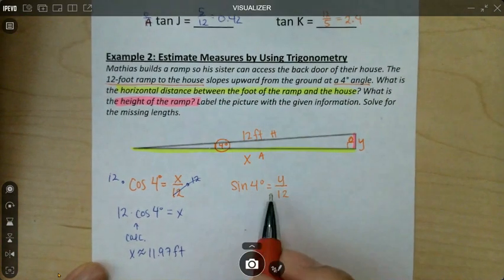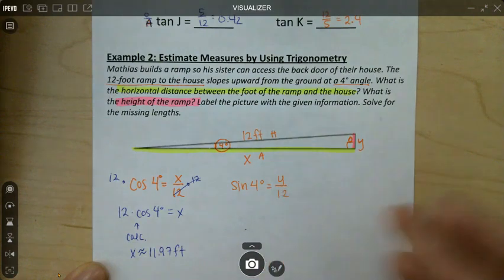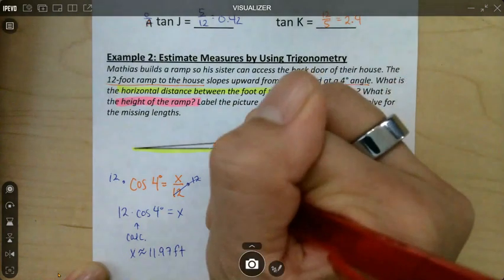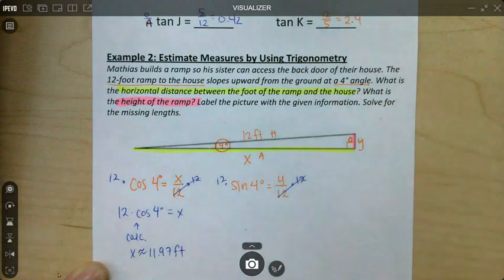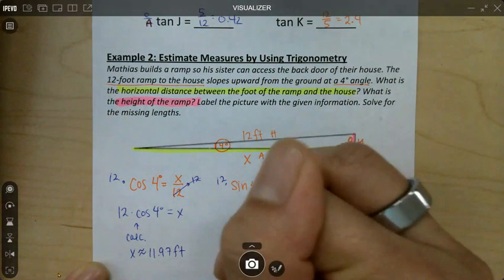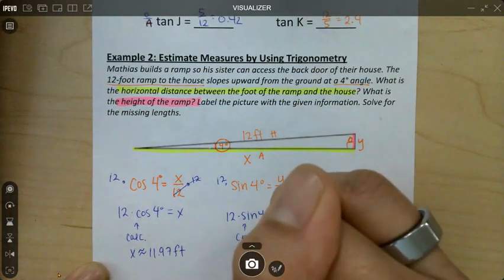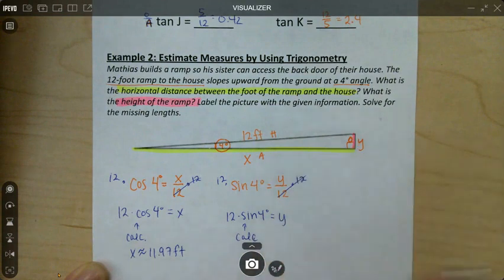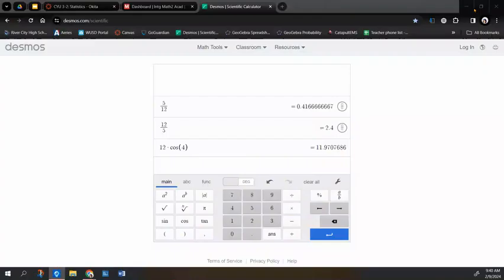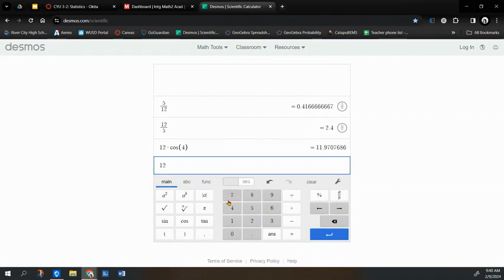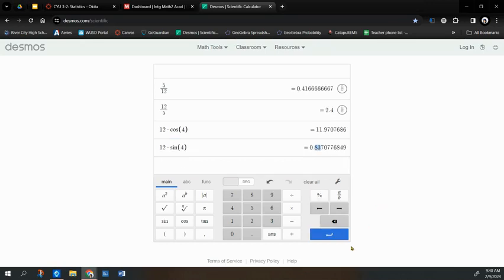All right, let's look at sine. Let's do the same thing. So we're solving for y, so we need to multiply by 12 to get y by itself. So that means y is equal to 12 times sine of 4 degrees. So again, this is what we're going to put into our calculator. And then just keep in mind, you might be thinking, wait, this is the same thing, but this is cosine and this is sine. Those ratios are totally different. So 12 times sine of 4 is going to be 0.84.